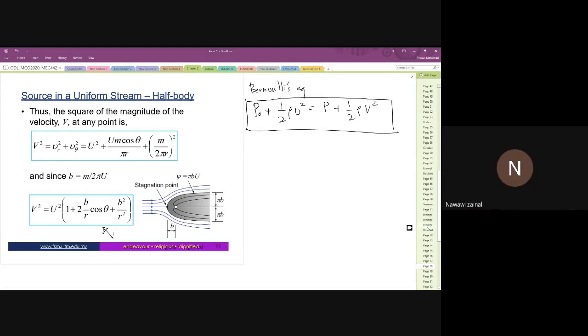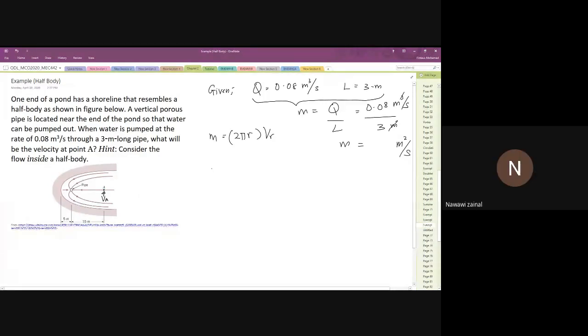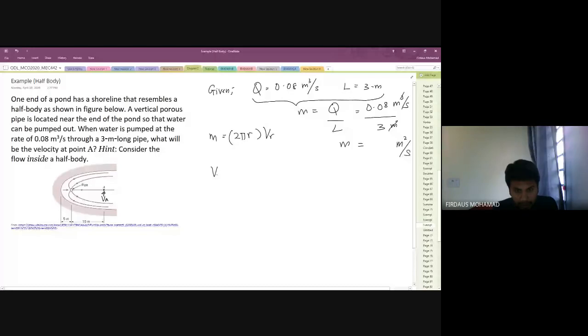So for using this equation, v square equal... Question dah bagi ke? Huh? Question dah bagi ke? Equation saya rasa dia bagi kot. Okay. VA squared equal to U squared times 1 plus 2b over r cos theta plus b squared over r squared.